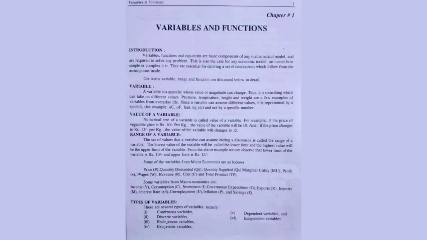For example, pressure, temperature, height, and weight are a few examples of variables. A variable can assume different values. It is represented by symbols. For example, temperature के लिए आप C से मीन और फॉरेनहाइट से, और इसके अलावा फीट से, किलोग्राम से, हाइट्स को किसी और फॉर्म में इंचेस में. ये तमाम वो फैक्टर्स हैं जो वेरिएबल को डिफाइन करते हैं.